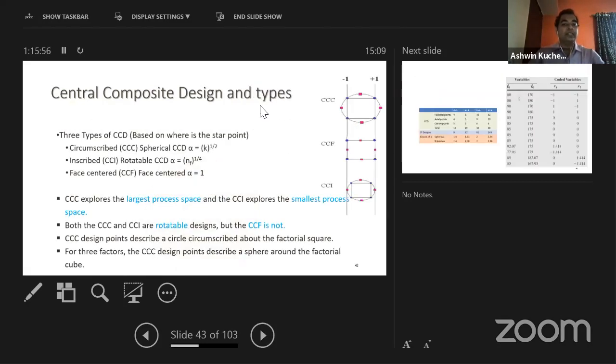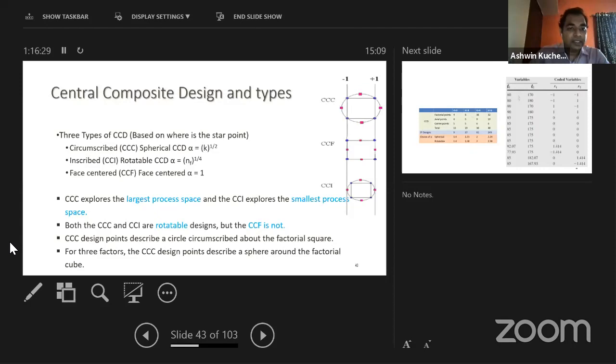Now let's discuss what the types of central composite designs are. The circumscribed central composite design, where alpha is calculated by k raised to the power of 1/2. For the rotatable or inscribed central composite design, it is NF, that is the number of trials, and k is the number of factors. This NF, number of trials, is raised to the power of 1/4. Face-centered central composite design has alpha equal to 1 because those points are face-centered.